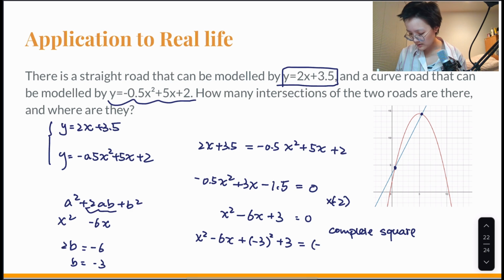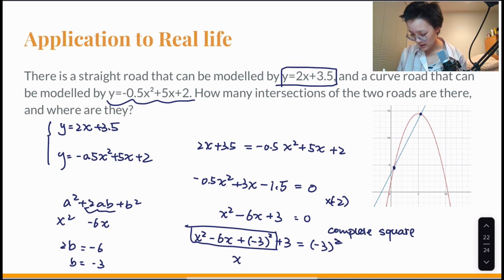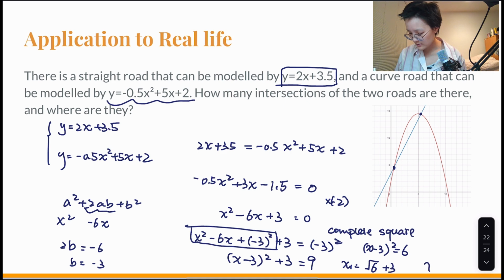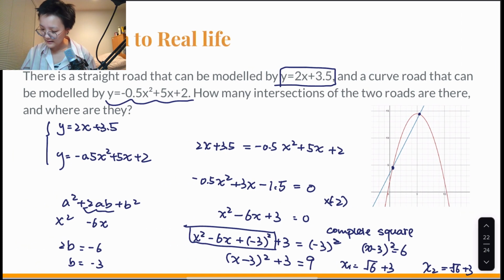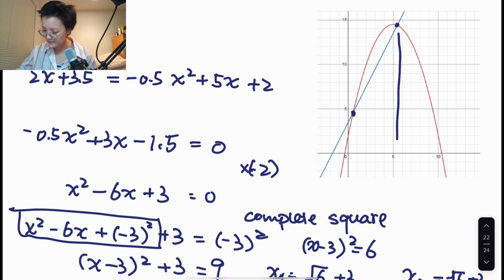Since we add a b squared on the left hand side, we also need to add it on the right hand side. Change this part into x plus b squared, which is x minus 3 squared plus 3 equals 9. x minus 3 squared equals 6. And then x1 equals square root of 6 plus 3. x2 equals negative square root of 6 plus 3. And this is the final result. I believe it looks somewhat similar to this graph.